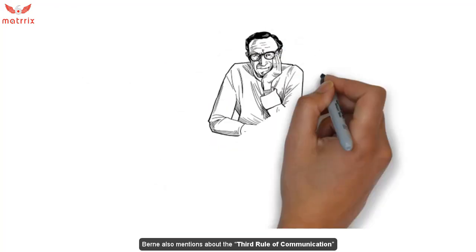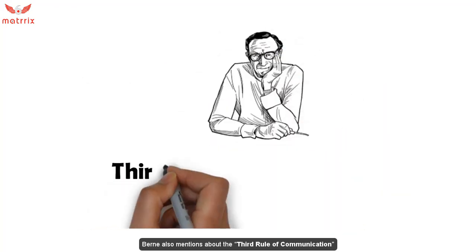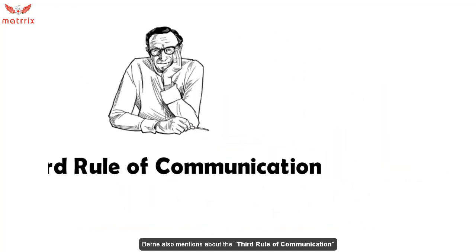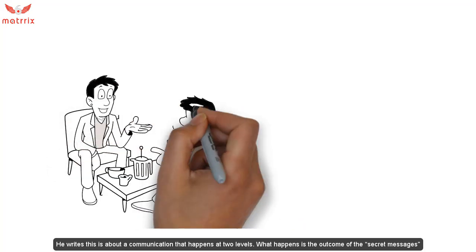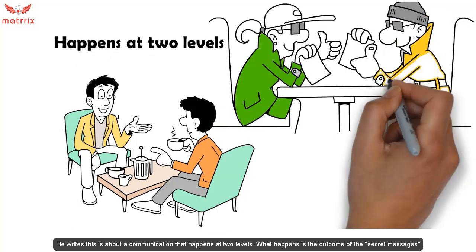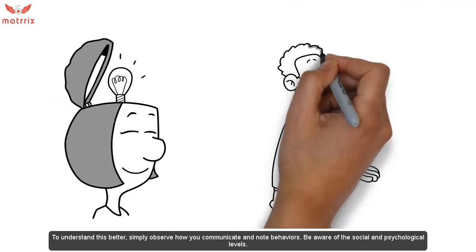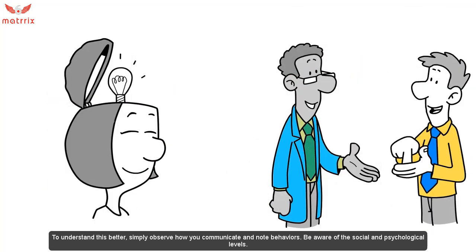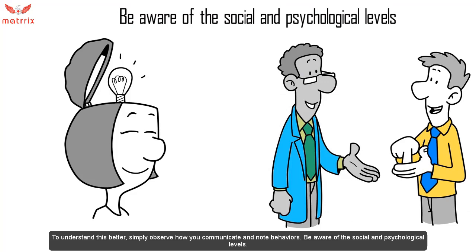Berne also mentions the third rule of communication. He writes, this is about a communication that happens at two levels. What happens is the outcome of the secret messages. To understand this better, simply observe how you communicate and note behaviors. Be aware of the social and psychological levels.